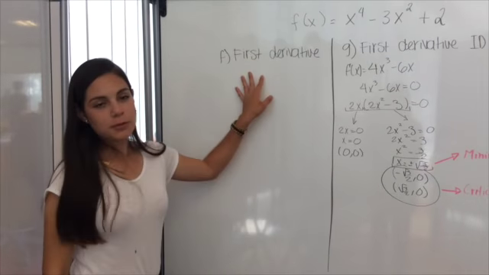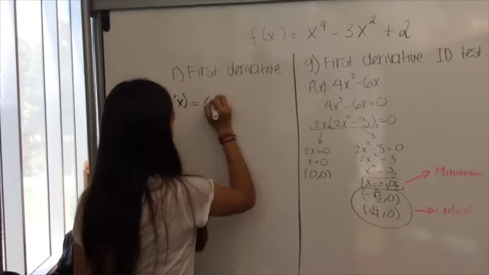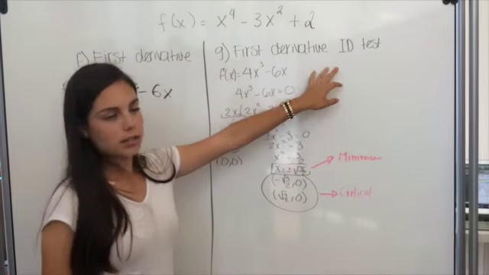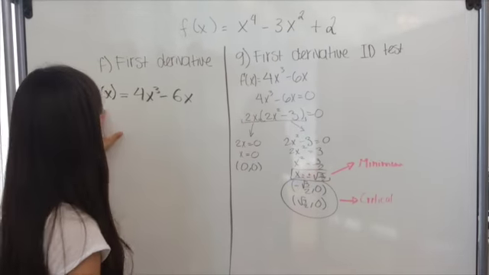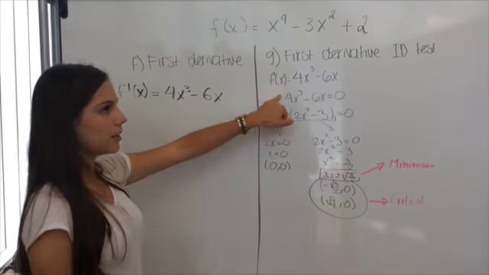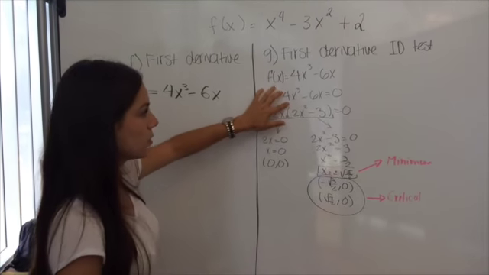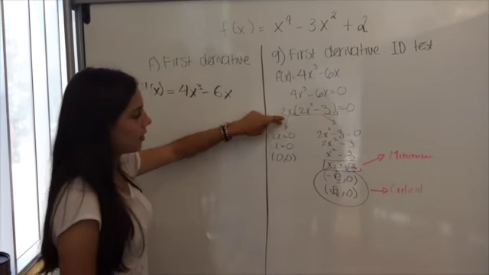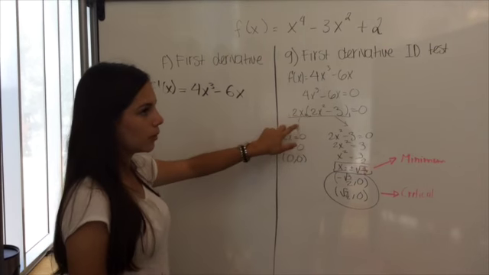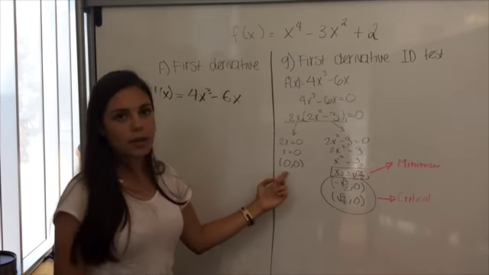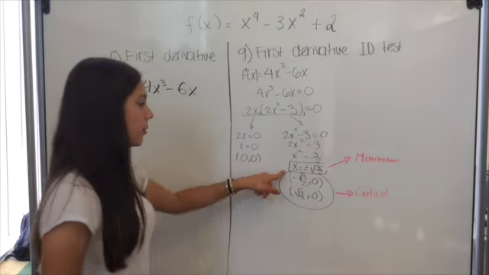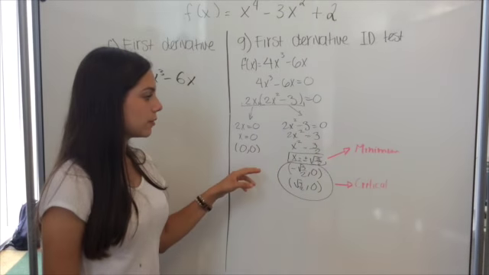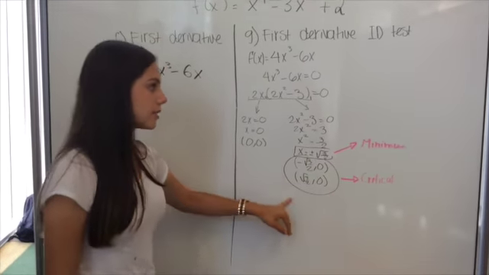So in F, we have to make the first derivative. Then in G, we have to make the first derivative test. So we have to write down the first derivative, equal it to 0, factorize, and equal each term to 0. So here we have 0, 0. So here we have x equal to plus minus square root of 3/2, the critical points.